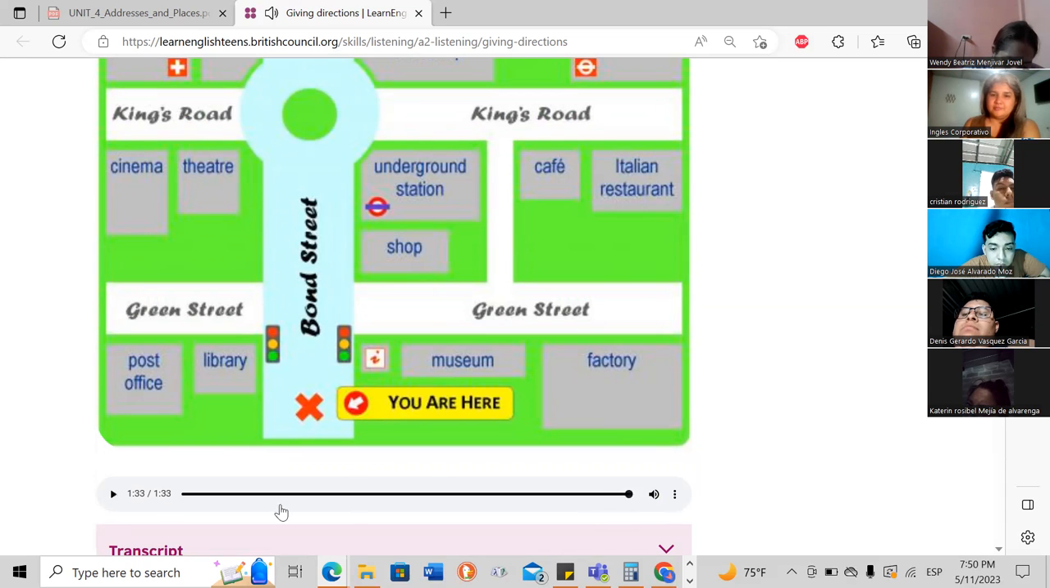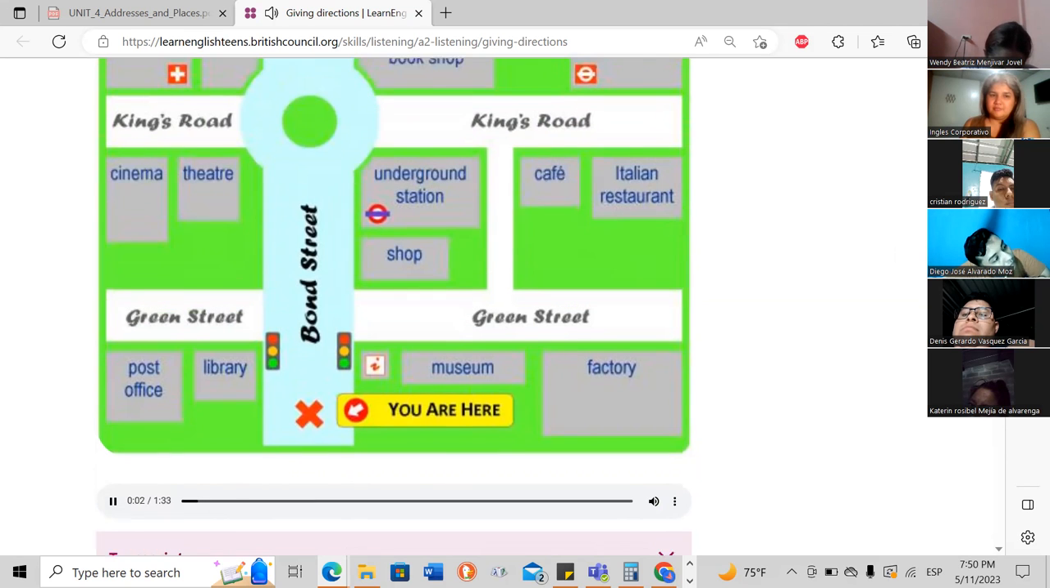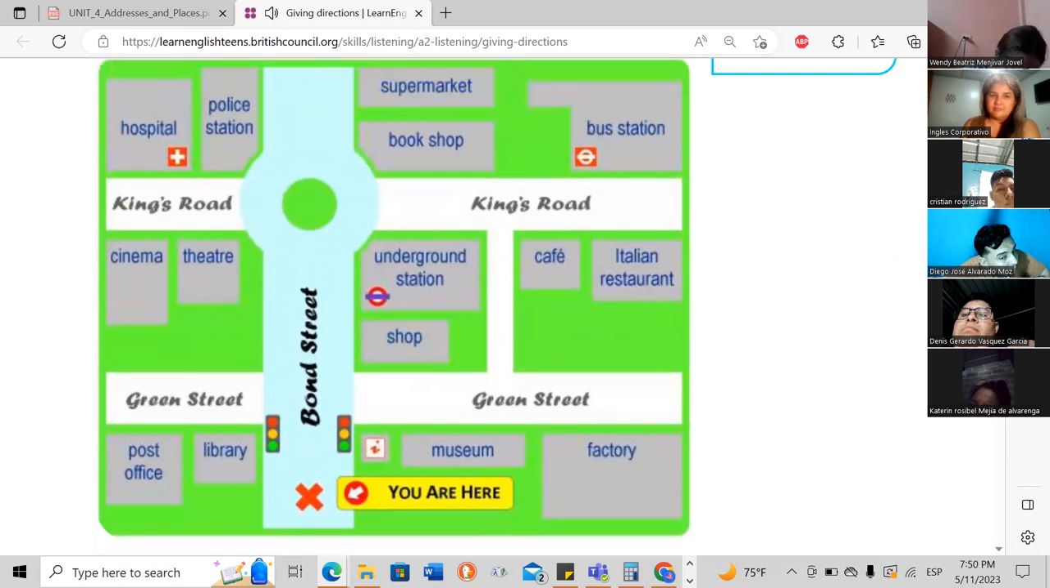www.britishcouncil.org. A. Go straight on, then take the first left onto Green Street. Walk past the library, and it's the building next to the library, on the left.